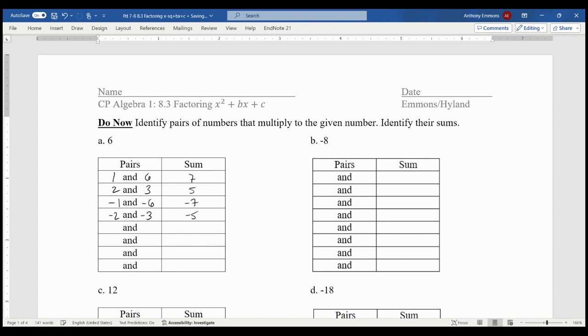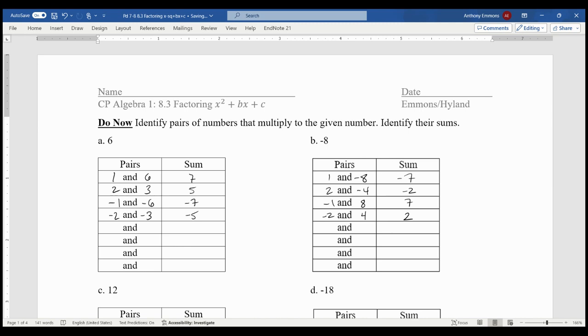On to part B, -8, you'll have 1 times -8, 2 times -4. But we also need to consider -1 times +8 and -2 times +4. Then their sums, this would be -7, -2, +7, +2.